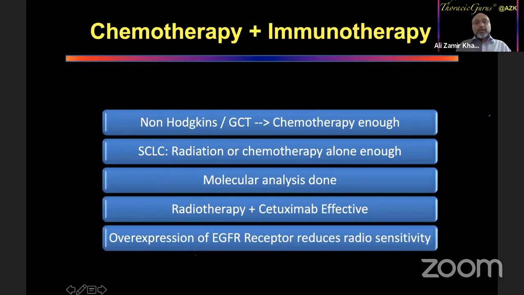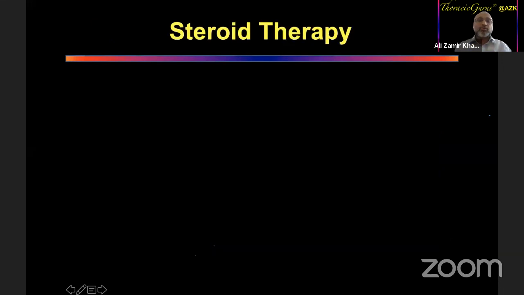And they work by this philosophy of overexpression of EGFR receptors by the cetuximab. It changes the receptor quality and then the receptor becomes radiosensitive. So something that was not radiosensitive before becomes radiosensitive. So it's a good modality to be used.